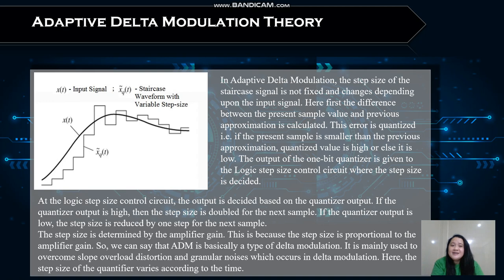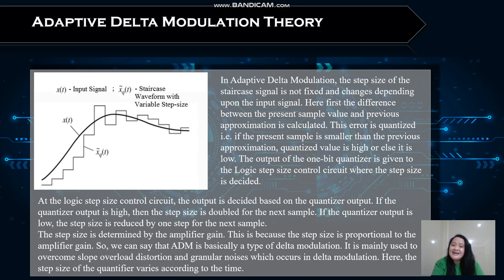So you can see here is the x of t as the input signal, and x sub q of t is the staircase waveform with the variable step size. So at the logic step size control circuit, the output is decided based on the quantizer output. If the quantizer output is high, then the step size is doubled for the next sample. If the quantizer output is low, the step size is reduced by one step for the next sample. The step size is determined by the amplifier gain. This is because the step size is proportional to the amplifier gain.